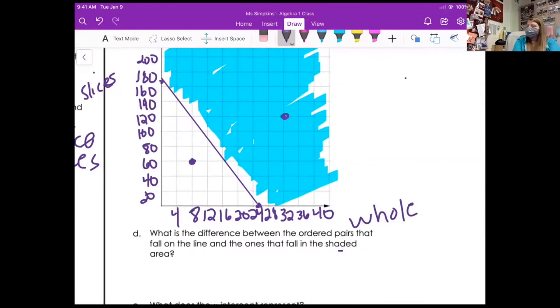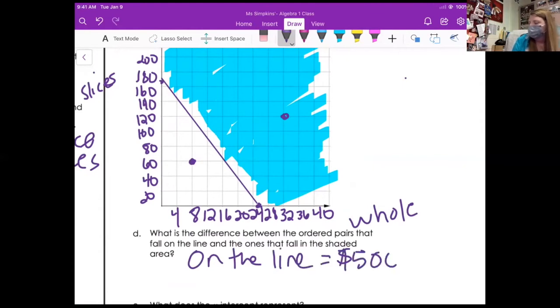So what is the difference between the points that are on my purple line versus the points that are in the blue area? If they're on the line, they are worth exactly $500.